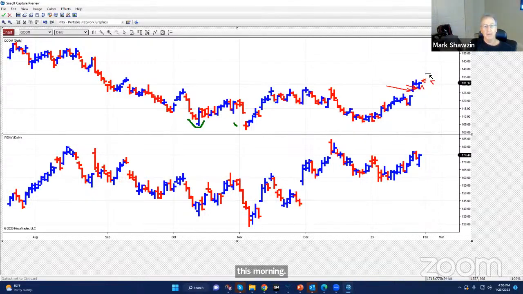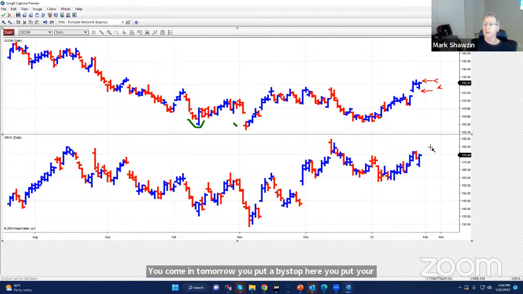Now you have a key reversal in the direction of the trend. A key reversal means that it closed on the high part of the day. You can see it had a high, low, and close on the high of the day. So to me, this is kind of like a no-brainer. You come in tomorrow, you put a buy stop here, you put your stop loss underneath there, and that's how you set up a risk-reward trade. And that is a beautiful trade.